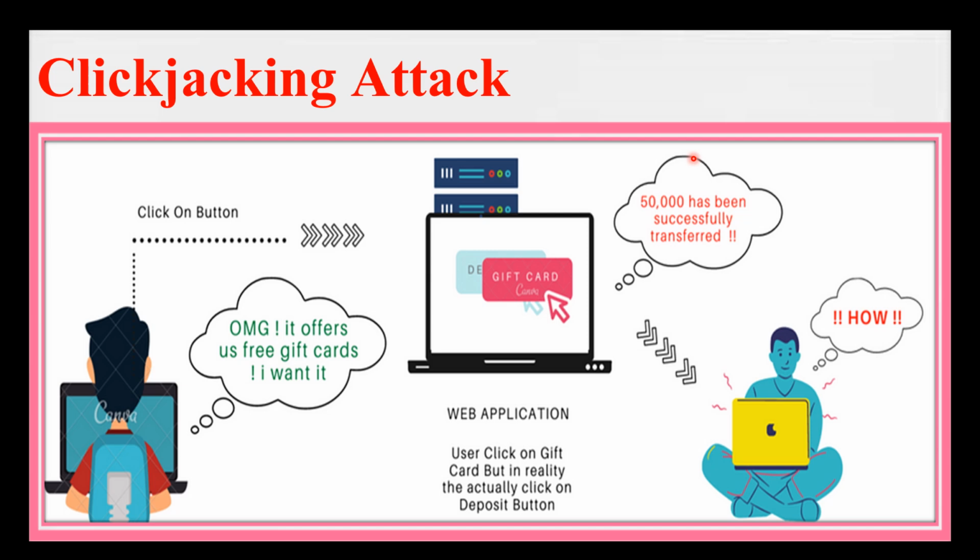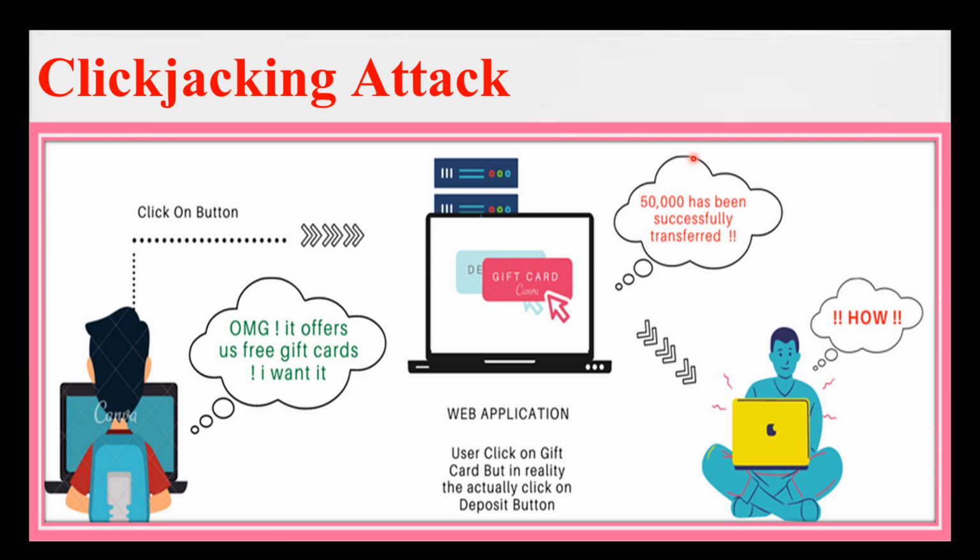So imagine you are an Amazon shopper and you are browsing the website to buy a new pair of shoes. So in a clickjacking attack, an attacker creates a hidden iframe. Now this iframe is basically a web element that allows one page to be embedded within another. So the attacker will create a hidden iframe on a malicious website.